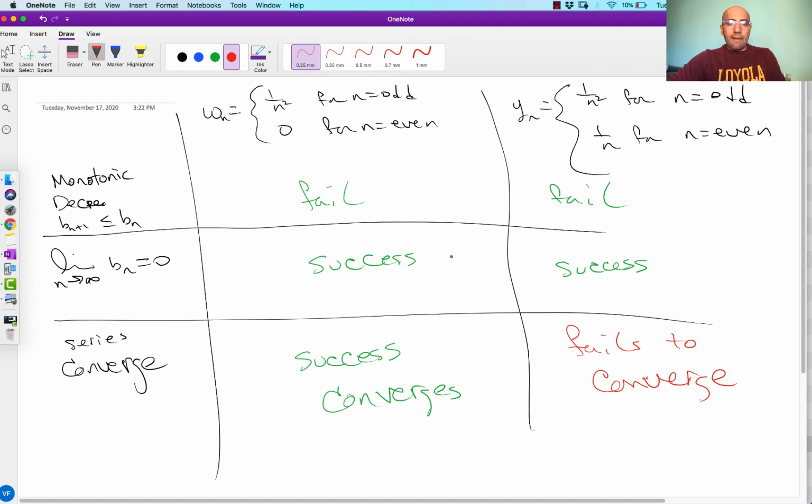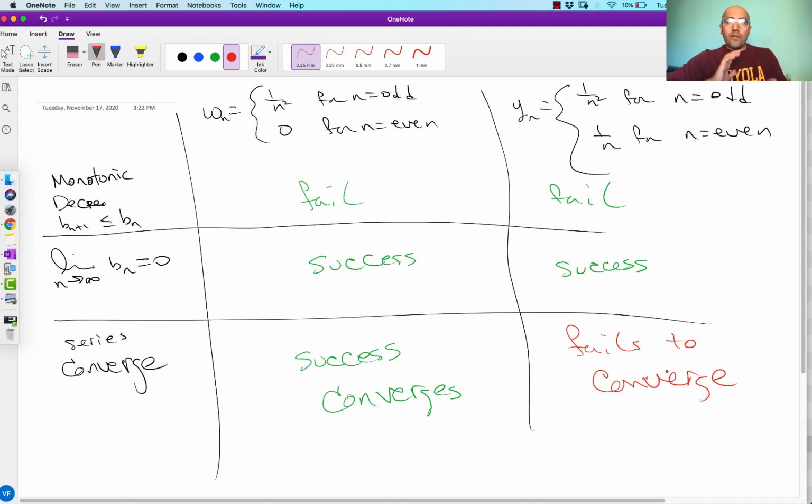So here we have an example, two separate sequences, where in both cases the limit goes to zero. In both cases, it fails to be monotonically decreasing. Yet in one case the series does converge, and in another case the series doesn't converge.